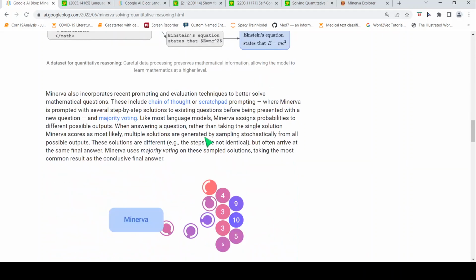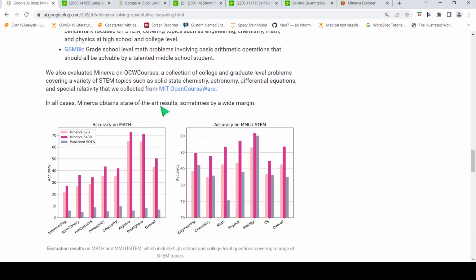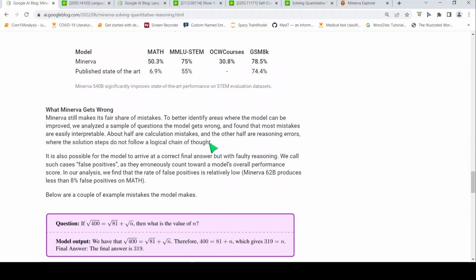And they claim that this is giving very good results on various benchmarks like high school math competition level problems, a subset of the massive multitask language understanding benchmark focused on STEM, covering topics such as engineering, chemistry, maths, and grade school level math problems. So they claim that this is doing much better than state of the art results, even by a wide margin. And this is a 540 billion parameter model. Okay. Now, some of the things this model gets wrong as well.